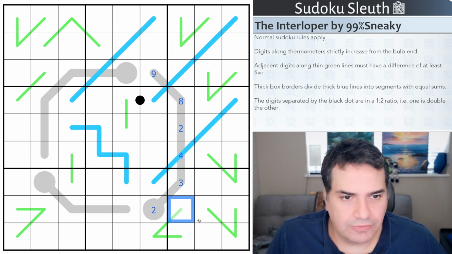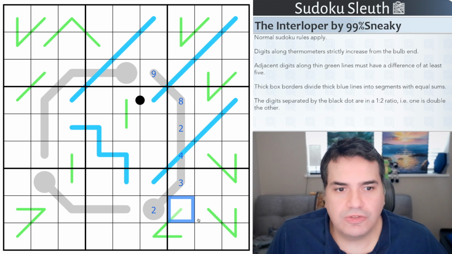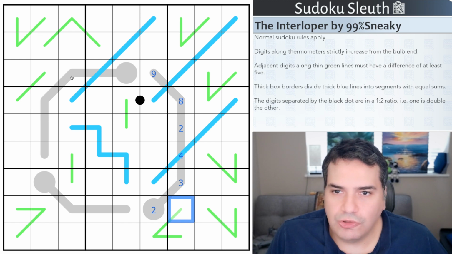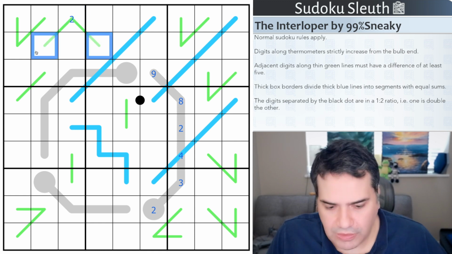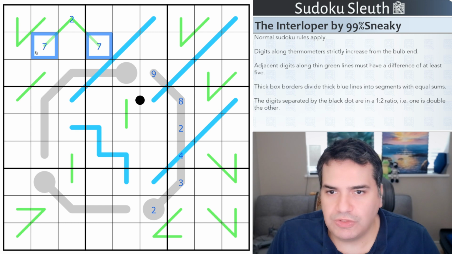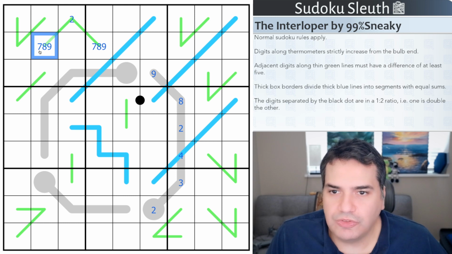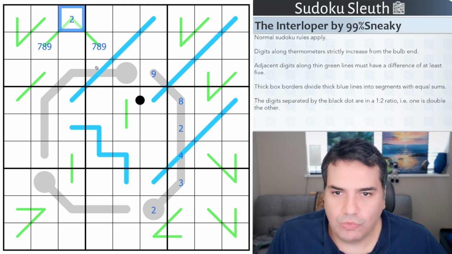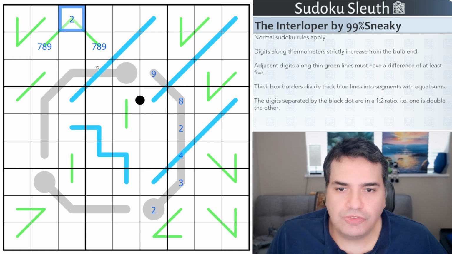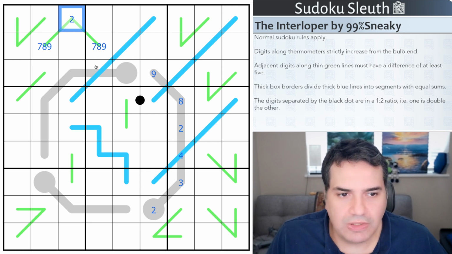What else do we have? Adjacent digits along thin green lines must have a difference of at least 5. You'll recognize these as German whisper lines, so if that was a 2, for example, these 2 adjacent digits on the green line must be 5 or more away, such as 7, 8, or 9. That does mean that you end up with this pattern where you're oscillating from high digits, such as 6, 7, 8, 9, to low digits 1, 2, 3, 4, and notice I did not include the number 5 anywhere in that list. If you ever think about it, you'll understand why.